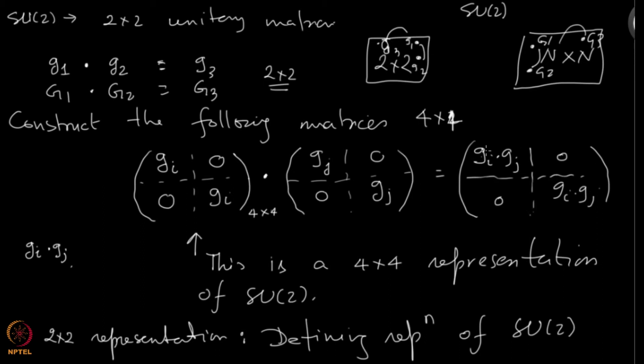And you see that these matrices satisfy exactly the same multiplication as you had for SU2, because really the multiplication is happening between these blocks. So, it is not a surprise that the multiplication you are getting is identical to what you had for 2 cross 2. So, these 4 cross 4 matrices would be satisfying exactly the same SU2 group multiplication rule. So, we can say that these matrices form a representation of SU2.